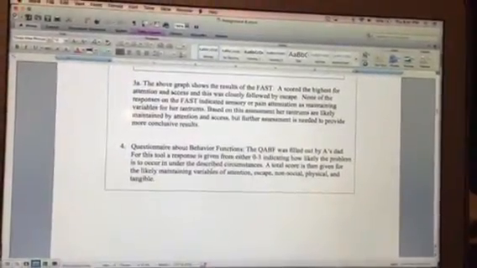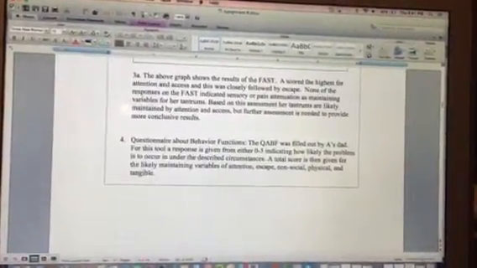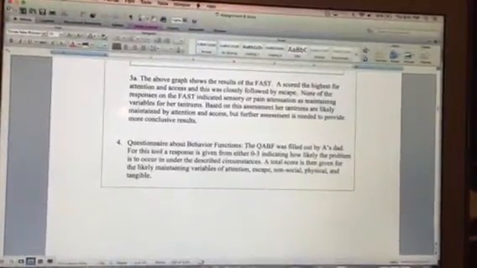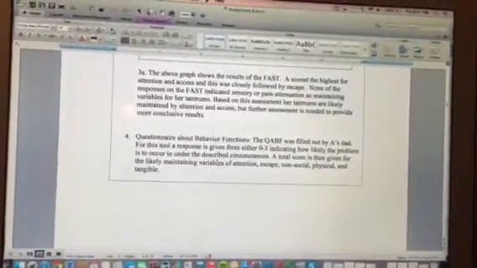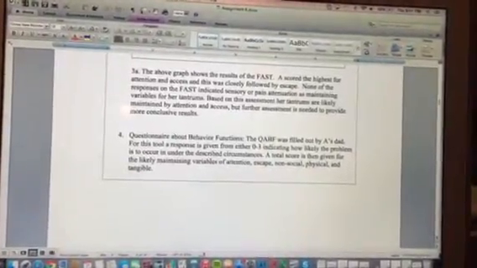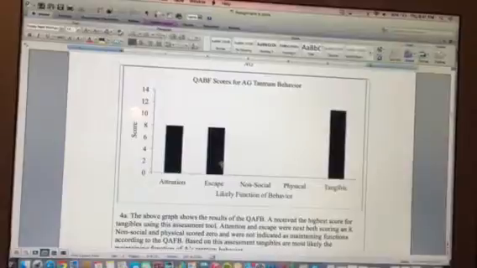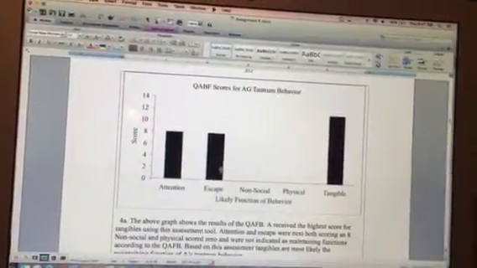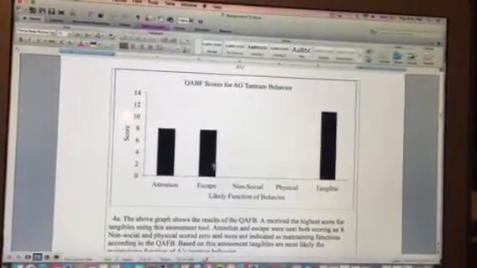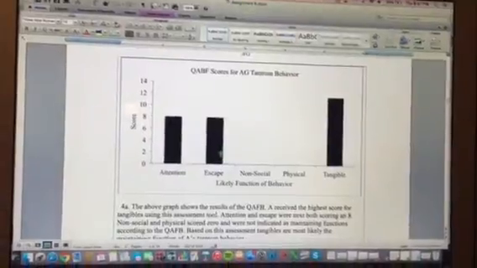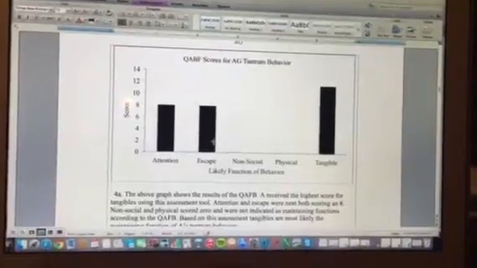Next, we had the dad fill out a questionnaire about behavior functions. For this checklist, the father gave a score of 0, 1, 2, or 3 to a series of questions, and then a total score was given for the likely maintaining variables of attention, escape, non-social, physical, and tangible. This is a graph of those results. Tangible scored about a 12, escape and attention about an 8, and non-social and physical scored a 0. So this again shows that the behavior is likely socially reinforced. But these results are also inconclusive because, again, it's not clear that there is one likely function of the behavior.